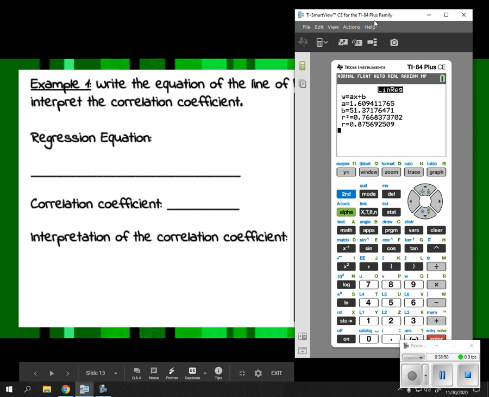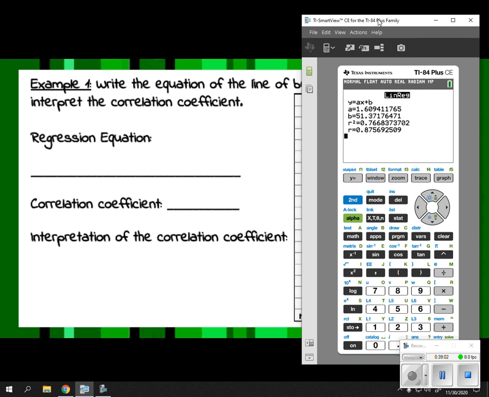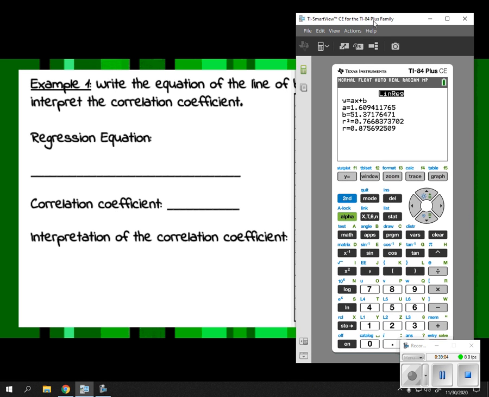So this was about shoe size and height. We have a regression equation of y equals 1.61x plus 51.37. And our correlation coefficient is 0.876. Again, the more decimal places you give, the better.